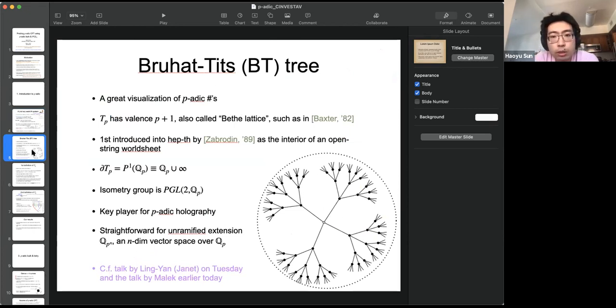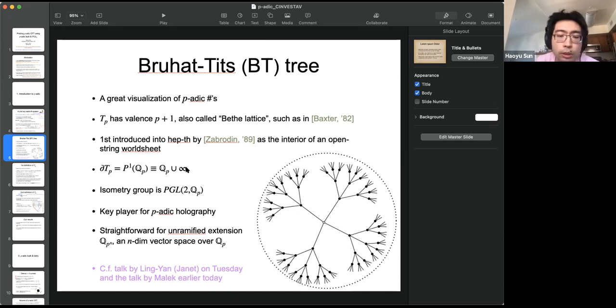So the BT tree, I believe the audience has seen it many times in this conference. It is a great visualization of p-adic numbers, and the T sub p tree has valence p plus 1. In the statistical mechanics community, it is also called the Bethe lattice, and it appears in the famous monograph by Baxter.